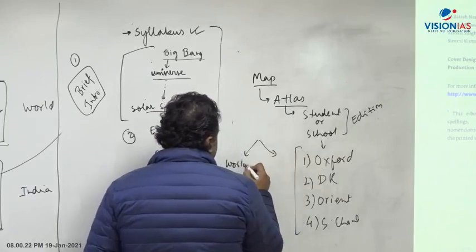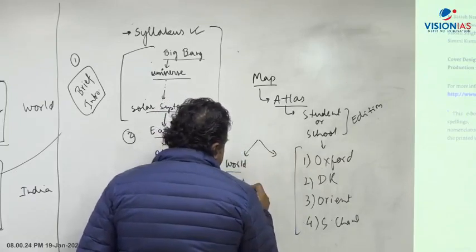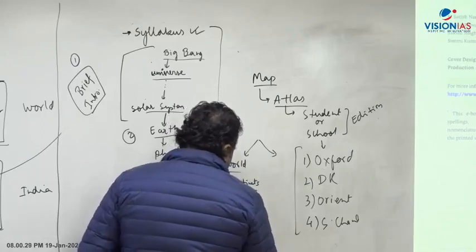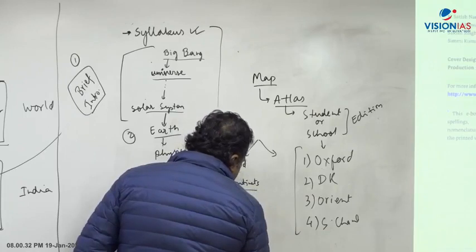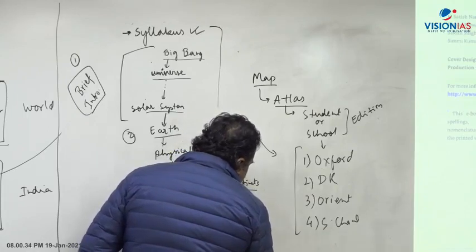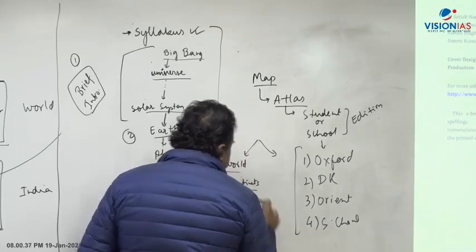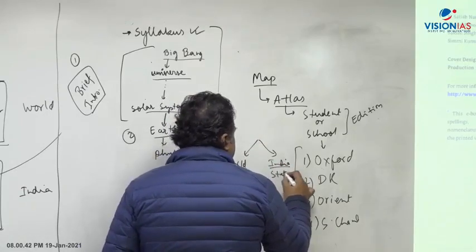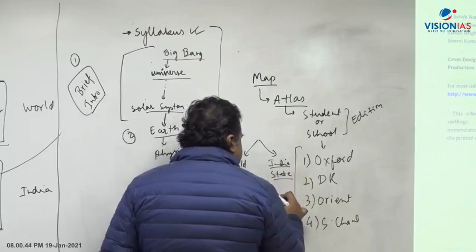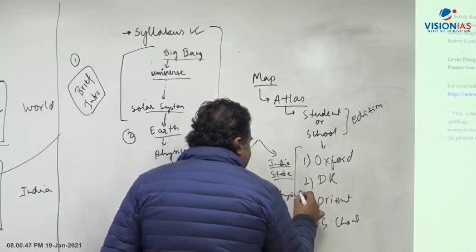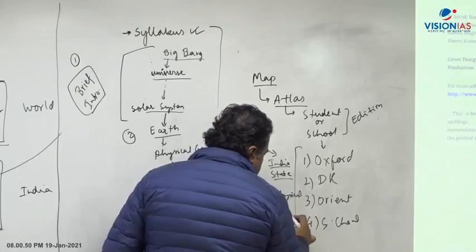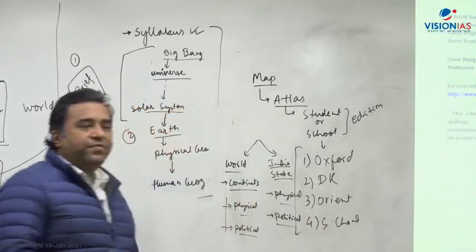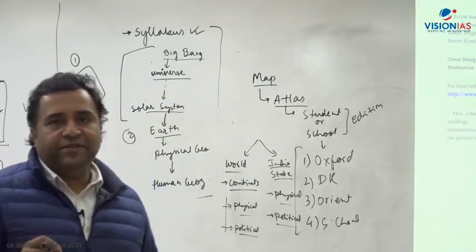World, continents, every continent separately, physical and political map. They call it a political map; they don't call it a human map. And India also state-wise. State-wise, they should have physical, and many times in the physical itself they also put the political. So your atlas should have the world, physical and political, and India physical and political map.